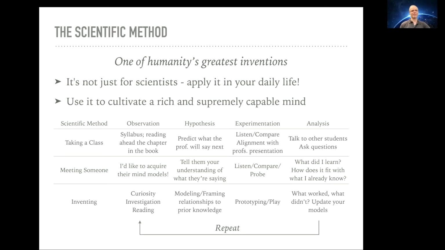So here's some examples. You're taking a class. Observation, hypothesis, experimentation, analysis, right? That's the scientific method. So the observations, you read the syllabus, find out what this class is about. You read ahead in the chapter, okay? The hypothesis, predict what the professor will say at the next meeting. Don't wait till you get there. Actively predict before you get there. Make it an experiment. Then listen, compare what he's saying, he or she, and check your alignment with your prediction.